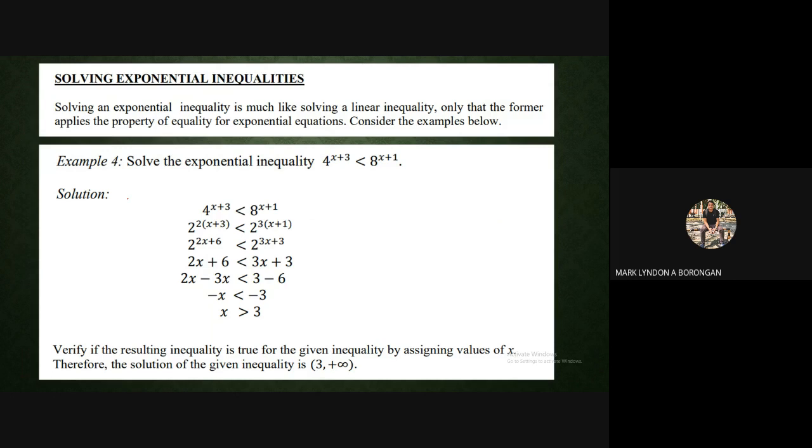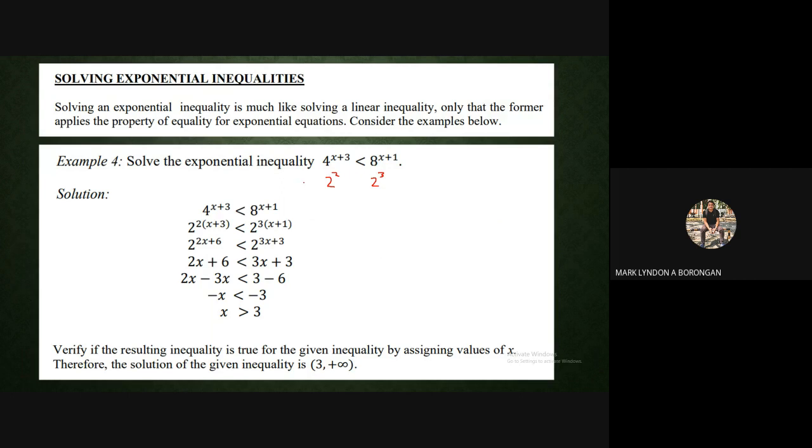4 to the power of x plus 3 is less than 8 to the power of x plus 1. Again, you can look for the factors of 4 and 8 which they have in common, okay? Since the common lesser number of theirs is 2, right? The 4 here can be written as 2 squared, right? And then our 8 here can also be written as 2 to the power of 3.